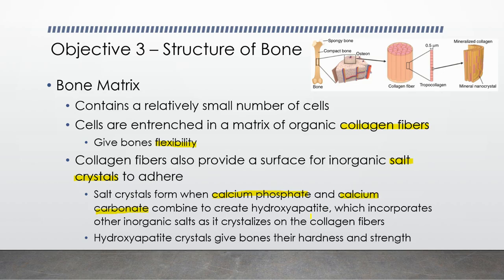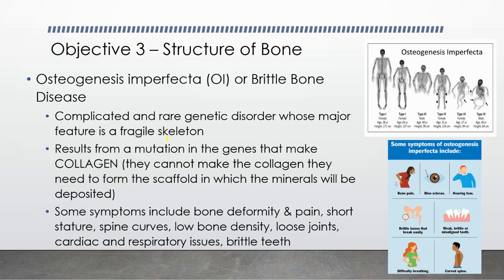Now these two are going to join up to form something called hydroxyapatite, and that's what's going to pull in and collect other salts. And so essentially you get all of these crystals, this mineralization happening on these collagen fibers, and that's what's going to make bones hard and give them lots of strength. So bones are pretty unique in that not only are they hard and strong, but they're also flexible. And that goes back to the components in their bone matrix.